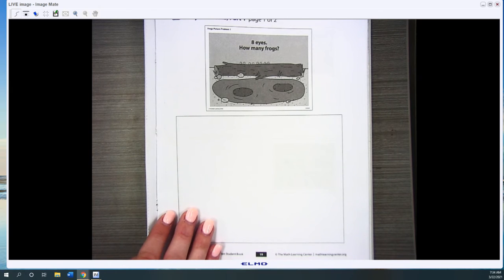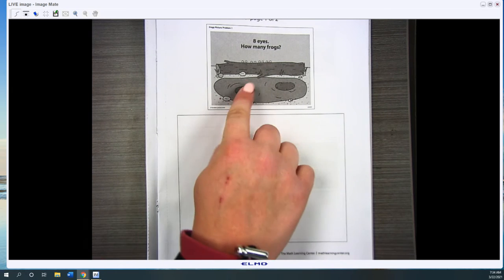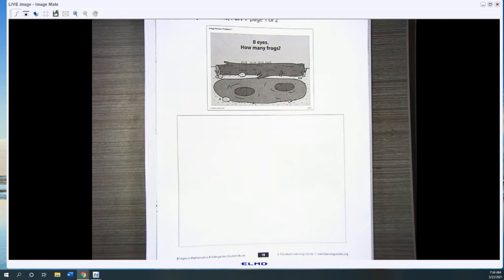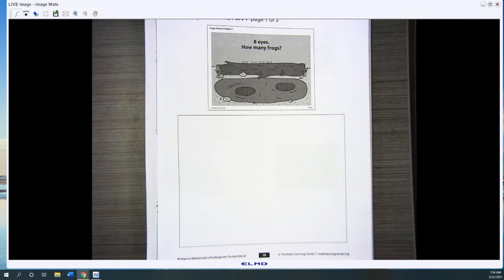Our first story problem that we're going to look at has frogs. So I want you to think about what you already know about frogs before we start. When I think about frogs, I remember that they're green, they live in water most of the time. They have two eyes, just like us. After you've thought about a couple things that you already know about frogs, we're going to go ahead and get started.